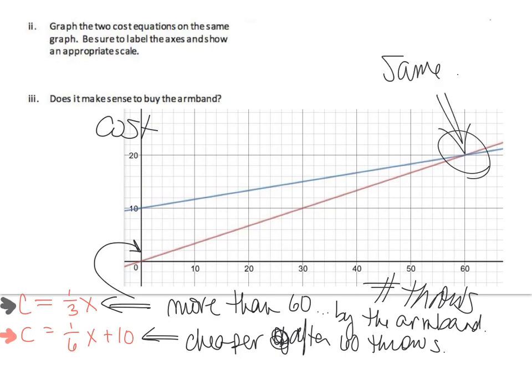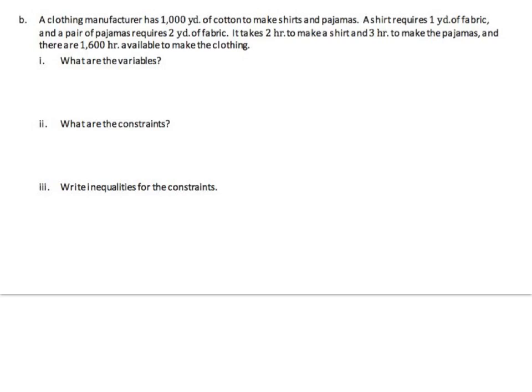Cool? Cool. All right, a clothing manufacturer has 1,000 yards of cotton to make shirts and pajamas. A shirt requires 1 yard of fabric, and a pair of pajamas requires 2 yards of fabric. It takes 2 hours to make a shirt and 3 hours to make the pajamas. And there are 1,600 hours available to make the clothing. Whew. What are the variables?